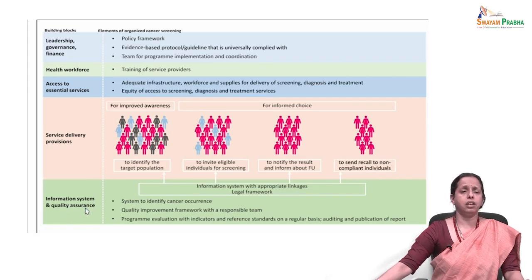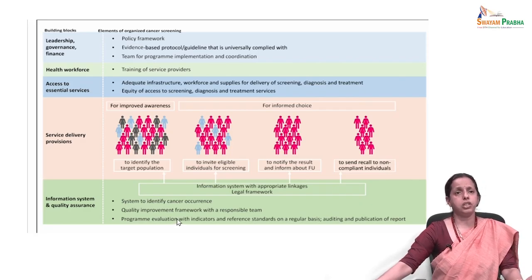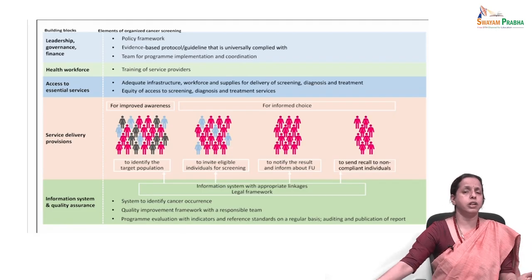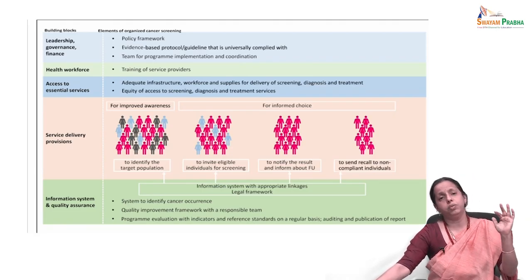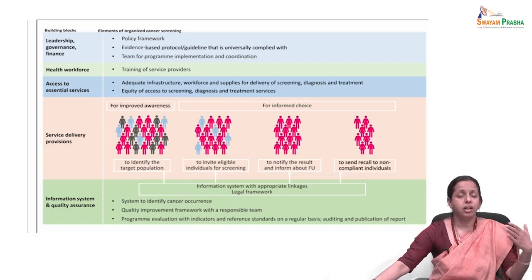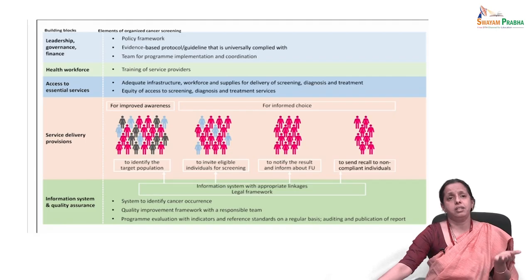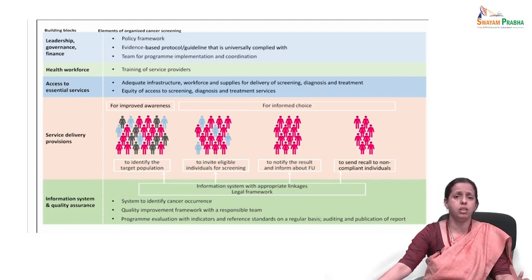Then information system and quality assurance: there should be a system to identify cancer occurrence, and a quality improvement team with the responsible team should be available. This program should be evaluated with its own quality indicators and reference standards on a regular basis. When I say program evaluation, you evaluate your screening test. Is it very specific? Are the health workers helping the target population taking up the screening test following the quality compliances, so that you don't report any false positives and false negatives?